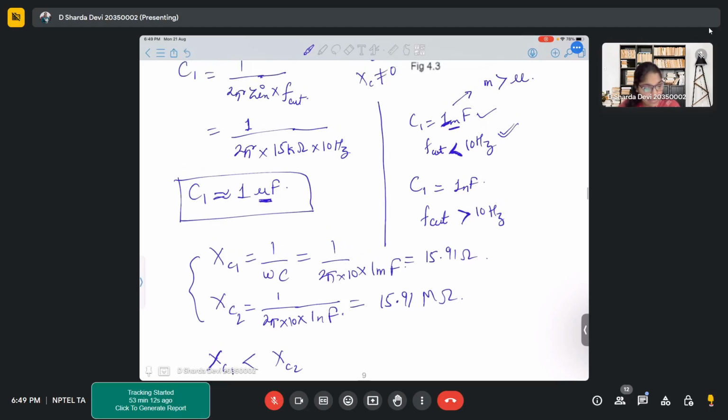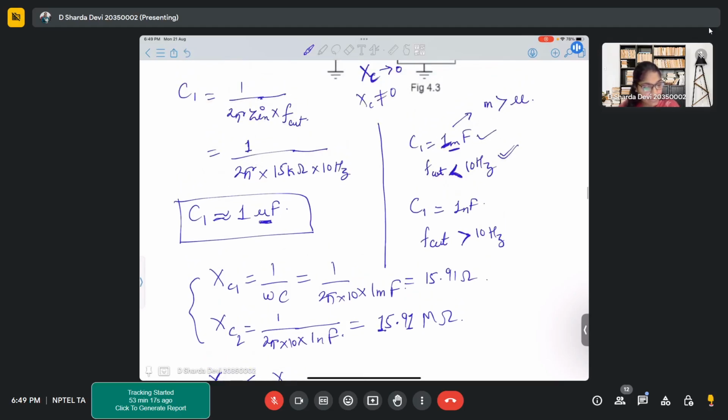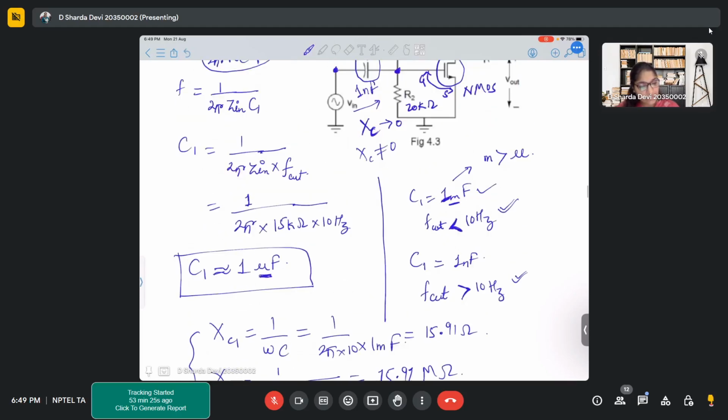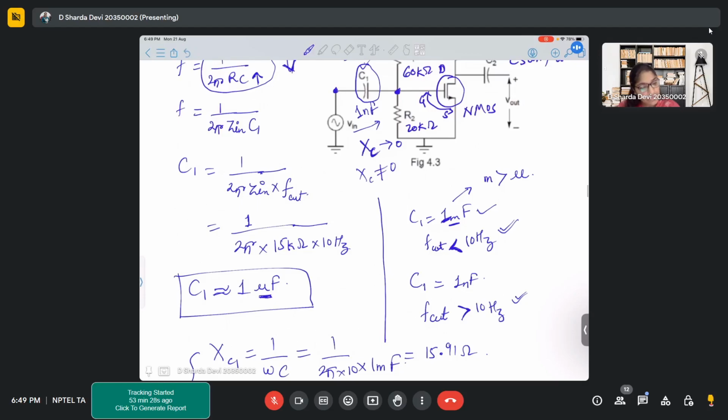So here it is clearly evident that the resistance offered by 1 millifarad is much less than 1 nanofarad, right? And the same thing is evident from this F cutoff analysis as well. So when your cutoff frequency is less than your 10 hertz input signal frequency, your signal will pass through the capacitor easily. But when your cutoff frequency is higher than your input signal frequency, your signal will not be able to pass through your capacitor. So your capacitor will start blocking your signal.